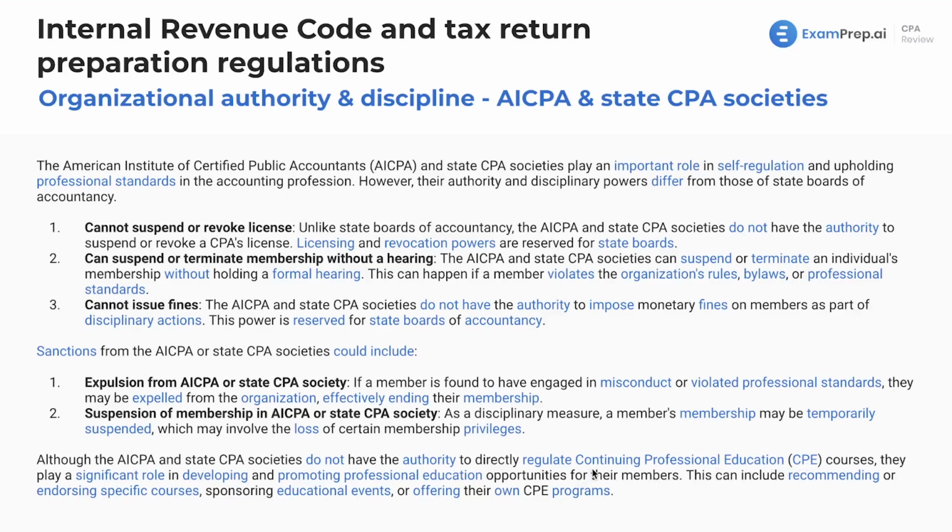Although they do not have the authority to directly regulate CPE courses, and if you're not familiar, these are something you'll have to take once you actually earn your license, which you will because you're awesome and you're doing great studying. Just like you needed 150 credits to sit for the exam, you need a certain amount of CPEs, continuing professional education courses. So let's say I sit for an hour listening to an online course that is registered with the AICPA for tax preparation. That might give me 1 credit. And I need a certain amount of credits per year to maintain my license.